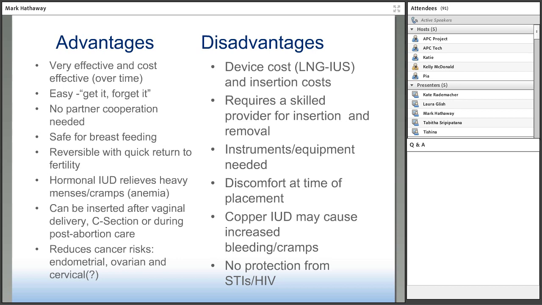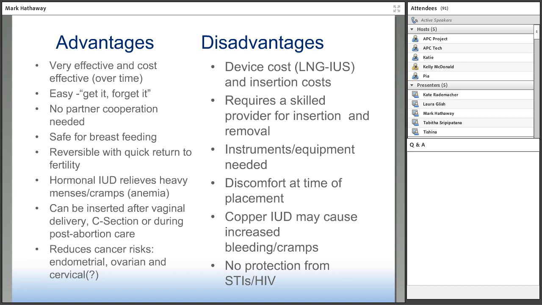There's also the insertion cost, which needs to be taken into account. For insertion, they require a provider that's skilled in an insertion technique, as well as for removals. There's several instruments and equipment needed. I'll touch on that in a second. There's some pain or discomfort at the time of placement.